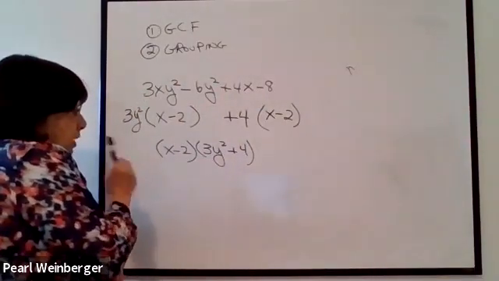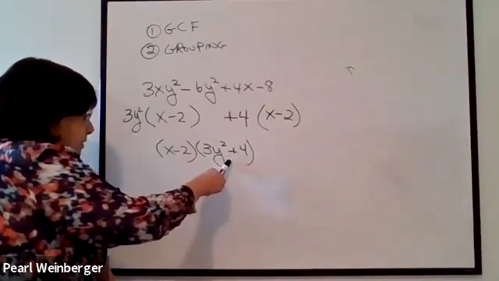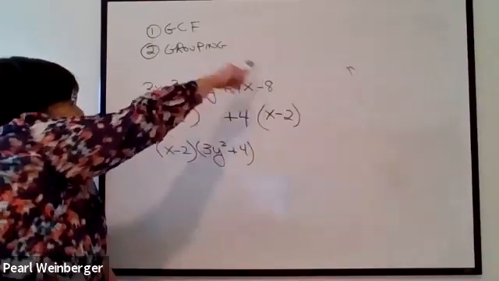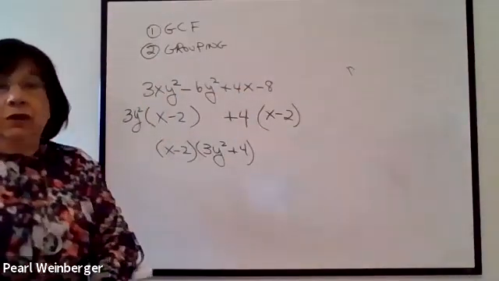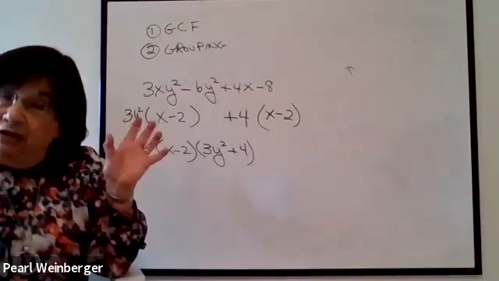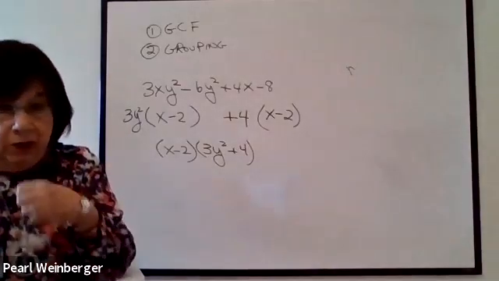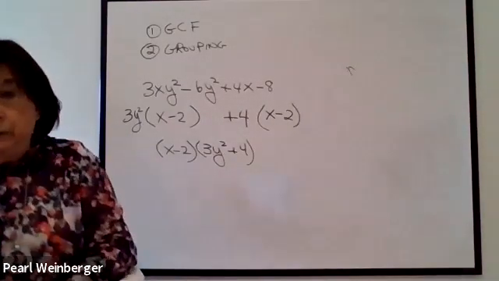What does that mean? It means if you wanted to check it, you could take this binomial and multiply it by this, and your answer should come out to be that. We have factored. It's like going backwards. We have the final answer, and we want to go back to what we were originally multiplying.